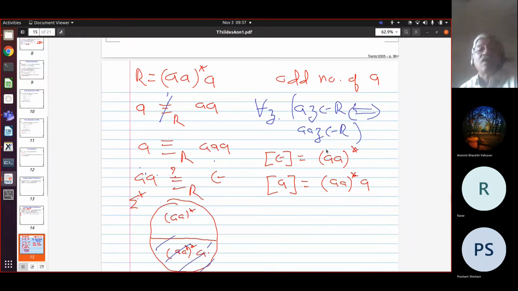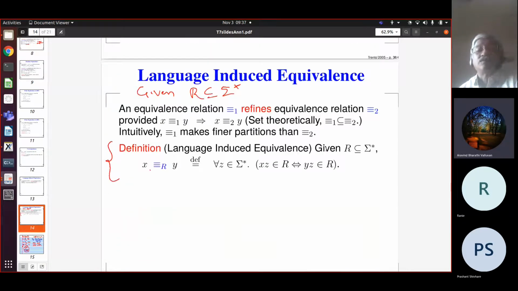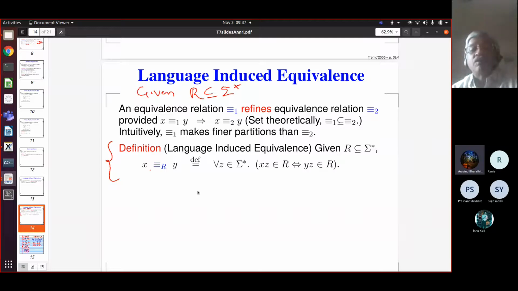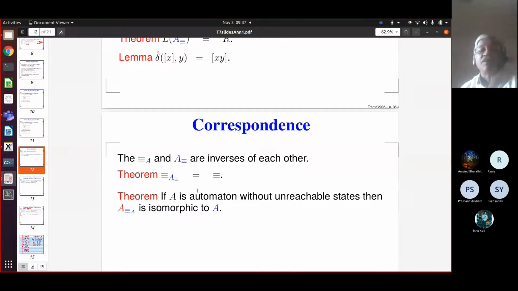So what happens? Sir, can you go over that again? I mean, language induced equivalence and right linear congruence are the same thing, right? What about right congruence and right linear congruence? Right linear congruence is the same as language induced congruence. No, what do we mean by right congruence without the linear? Yeah, right congruence is a bit different.